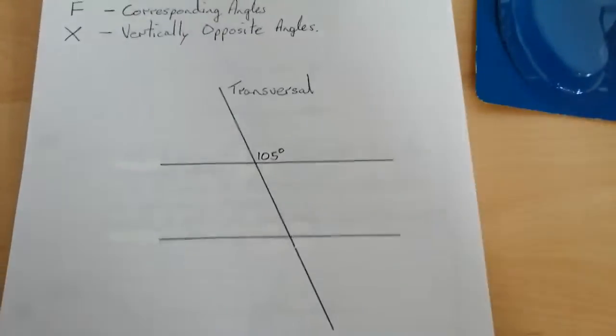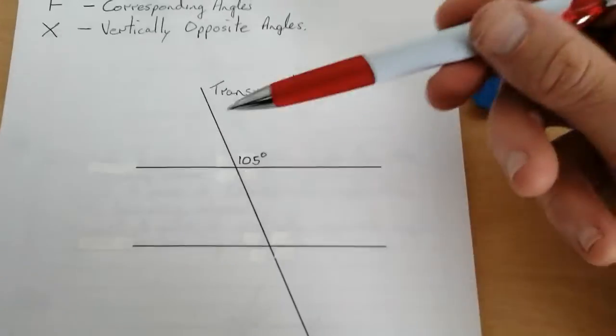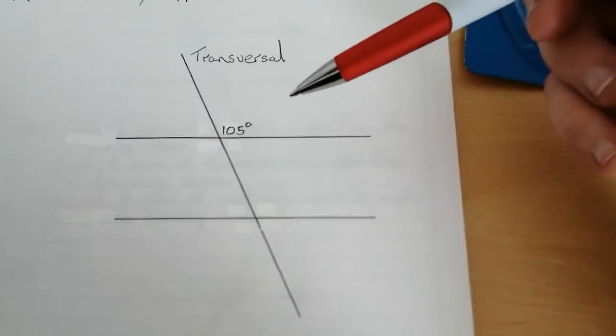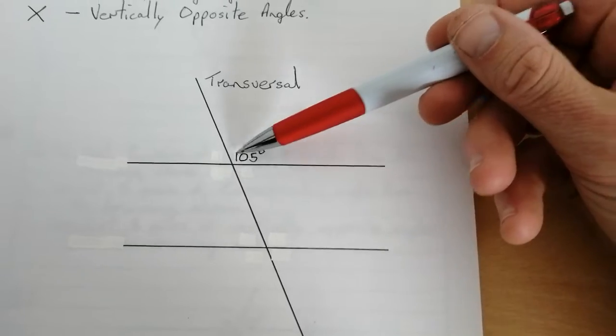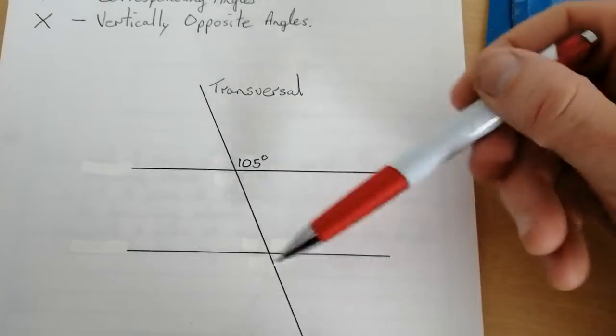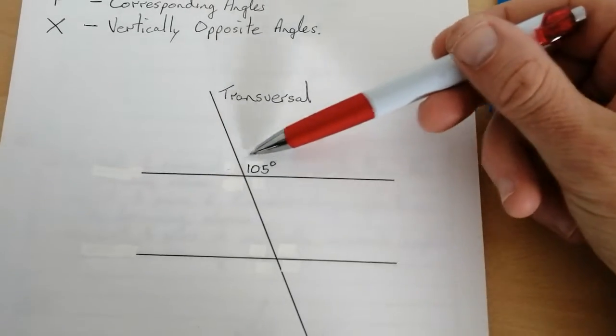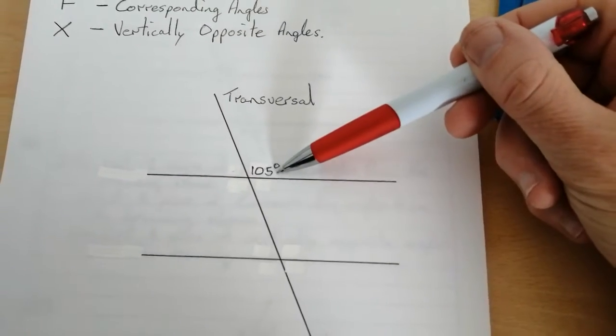Okay, welcome back. One last quick thing here. Again, I've drawn a transversal, two parallel lines, but this time I've given you the measure of one of the 8 angles that's created when you draw two parallel lines and a transversal. This angle here is 105 degrees.